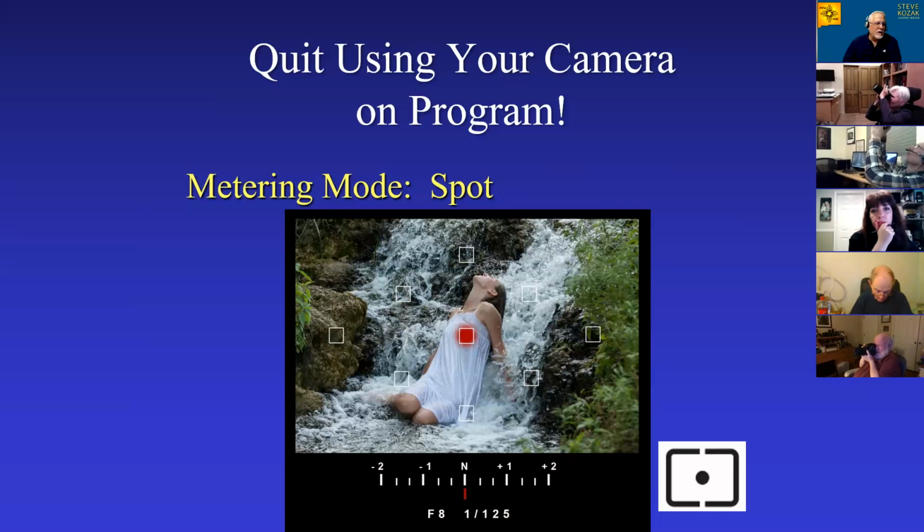So if that worked for you, let's go back to F4 where we were. And this time, let's point it at the light and let's change the shutter speed to get the graph to the center.